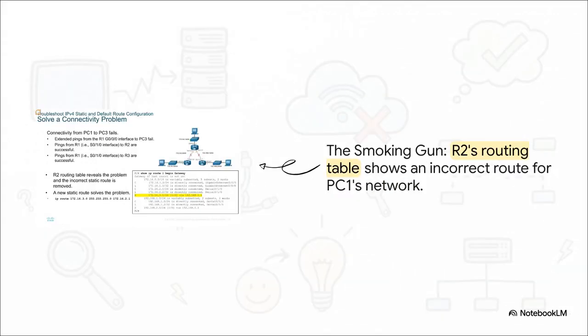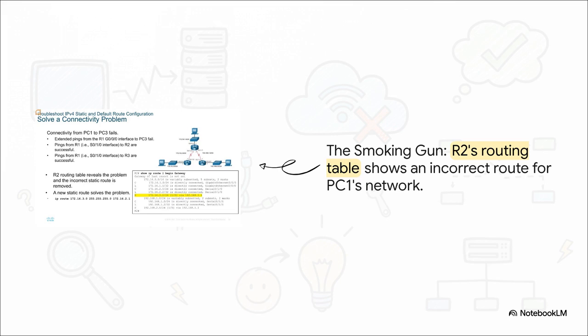And now for the breakthrough. This is where we crack the case. We use our master key, the show IP route command on router R2 to look at its rulebook. And there it is, the smoking gun. Look at that highlighted line. R2 has a rule for traffic that's supposed to go back to PC1's network, but it's sending it the wrong way.